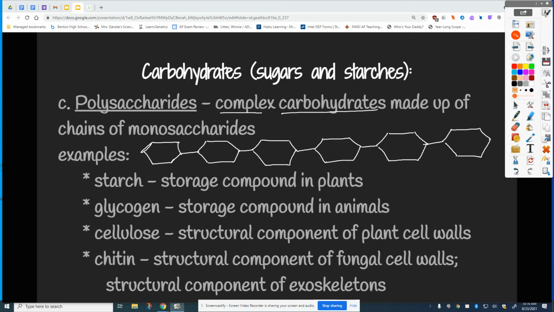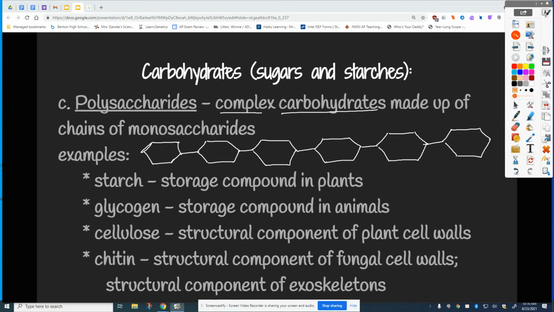What process is going to form polysaccharides? The process is going to take a bunch of monosaccharides and put them together into polysaccharides. Dehydration synthesis. We're going to keep going back to that, dehydration synthesis. Now there's 4 types of polysaccharides.